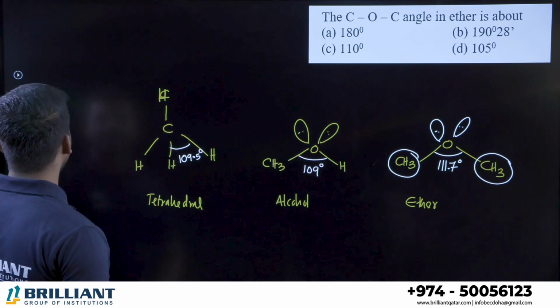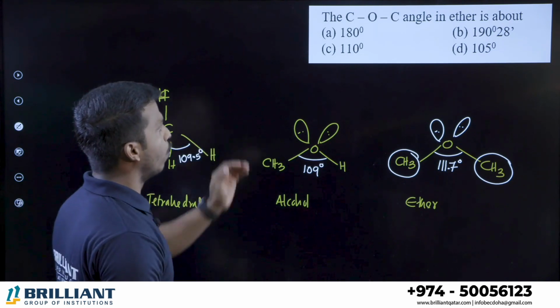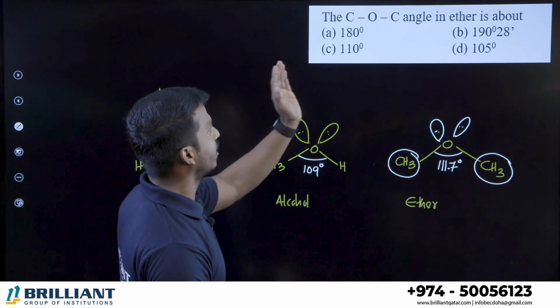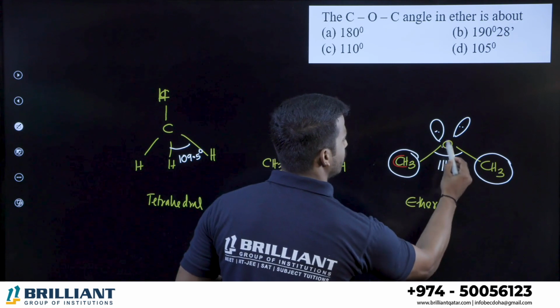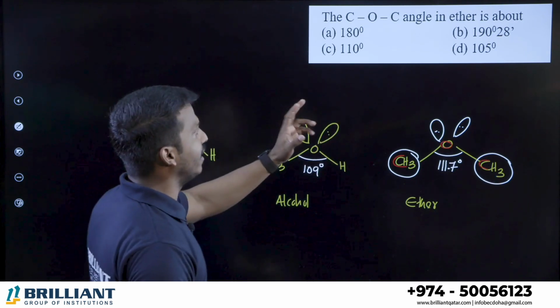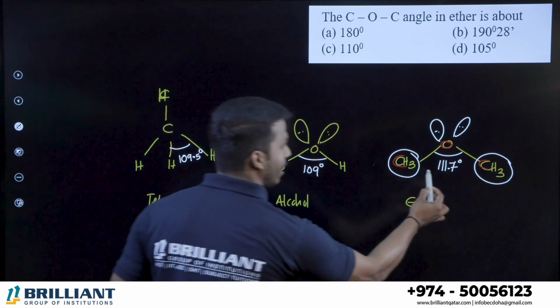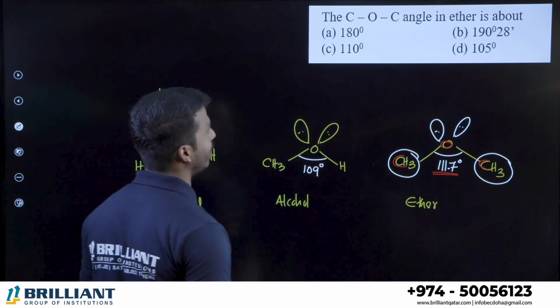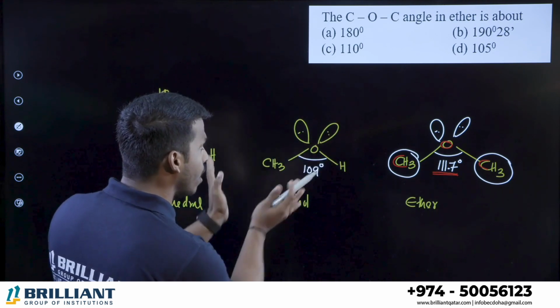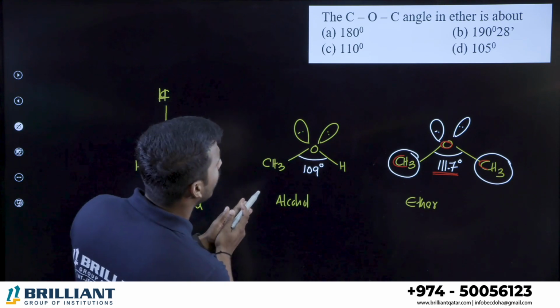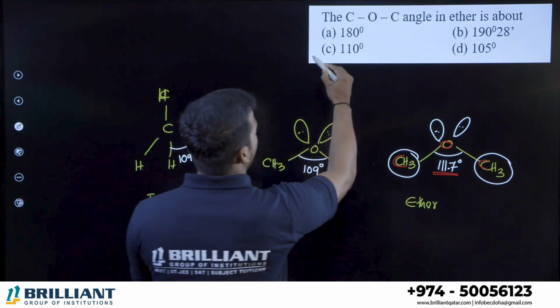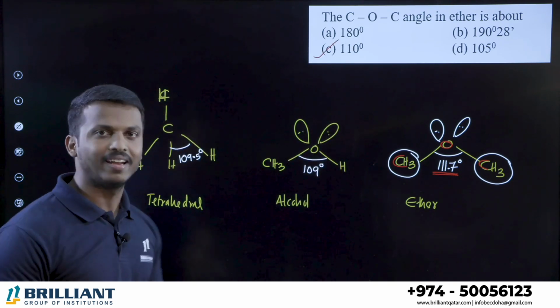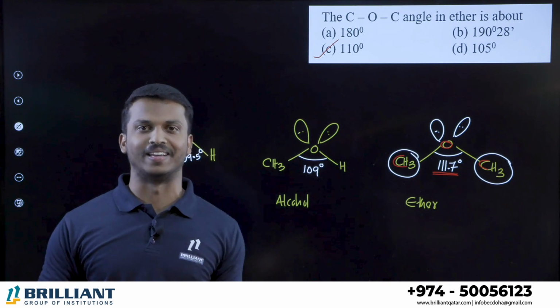So what is the answer here? This is a direct question. What is the carbon, oxygen, carbon bond angle in ether? It is nearly 111.7 degrees. It is not exactly given, so the almost similar answer is correct. We can go with option C, right? 110 degrees. That is the bond angle in ether, right?